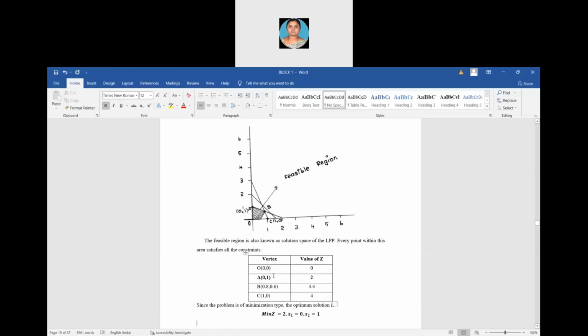So what are all the coordinates we are having? Initially we have 0, 0, 0, 1, 1, 0, and this point of intersection you have to find out. That is nothing but 0.8, 0.6. So this point of intersection we have to take. All these four values you have to take and substitute in our objective function.